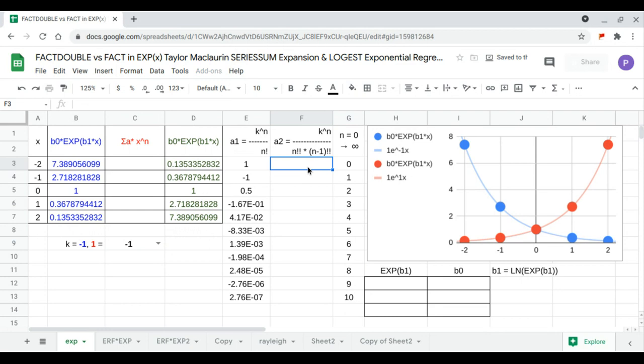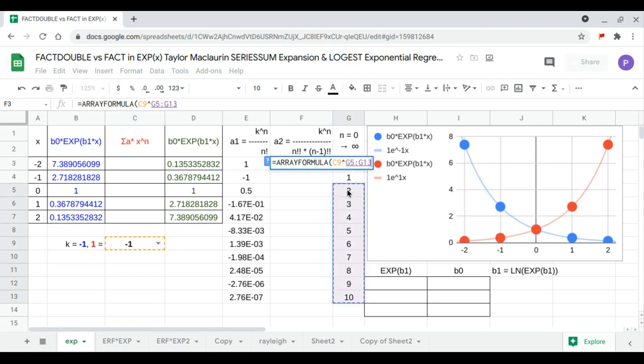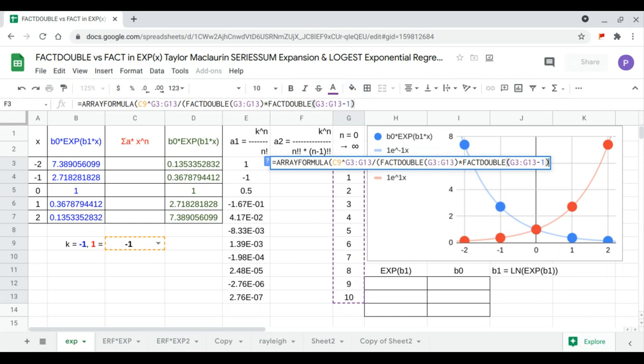And the double factorial, which is R formula, k raised to the power n divided by, now there are two parts, double factorial n and double factorial n minus 1. So let's start with double factorial n. Double of n. That's the first part. Now the second part. Again, factorial double. This time it is n minus 1. Then enter.